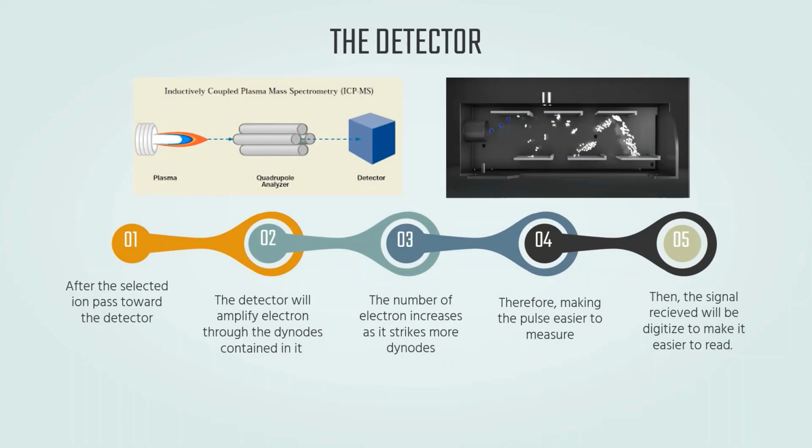Next, we have the detector. You can refer to the picture and diagram provided to help you visualize it better. After the selected ions pass toward the detector, the signal is amplified through the dynodes contained in it. You can refer to the picture on the right. As the electrons pass from the first dynode onto another and another, the number of electrons grows. That means the number of electrons increases as it strikes more dynodes, therefore making the pulse easier to measure when it grows bigger. Then the signal received will be digitized to make it easier to read.